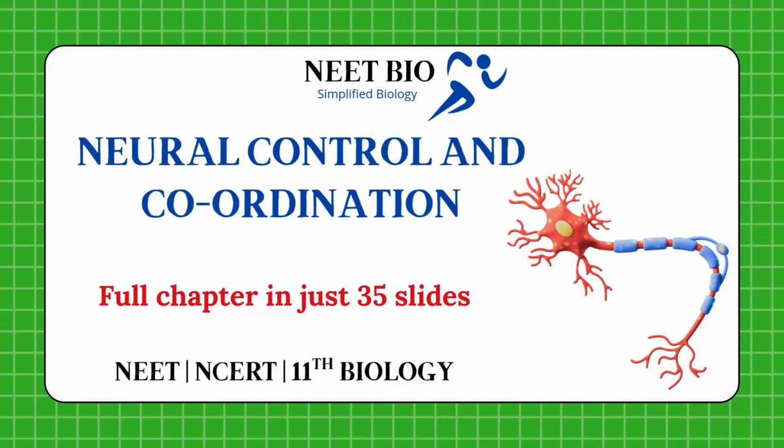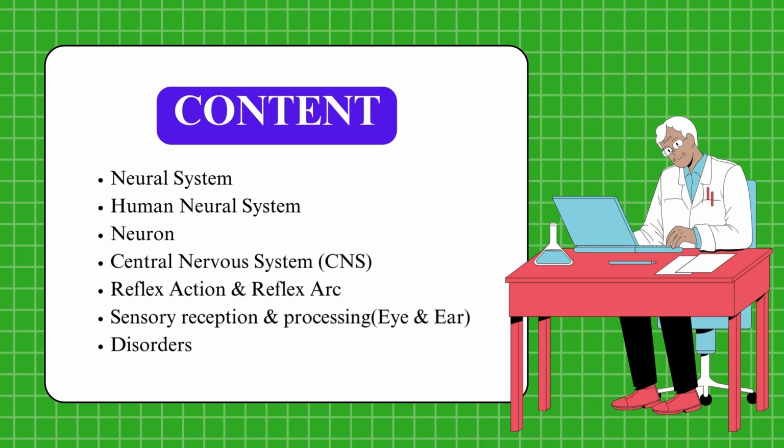In this video, we are going to learn about neural control and coordination chapter. In this chapter, we are going to learn about neural system, human neural system, neuron, central nervous system, reflex action and reflex arc, sensory reception and processing, and disorders related to neural system.